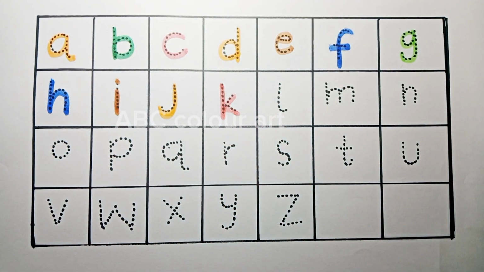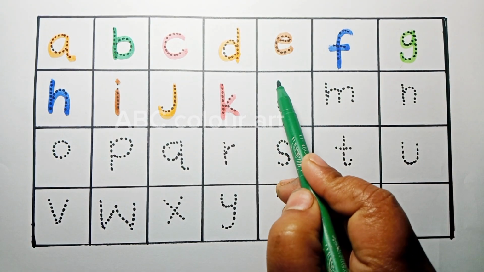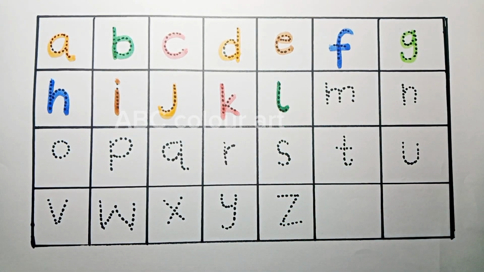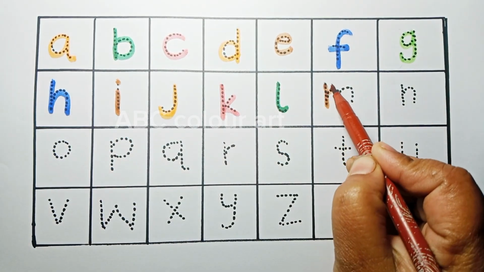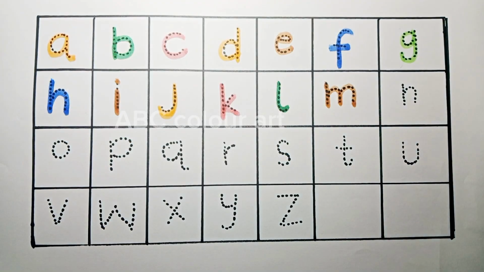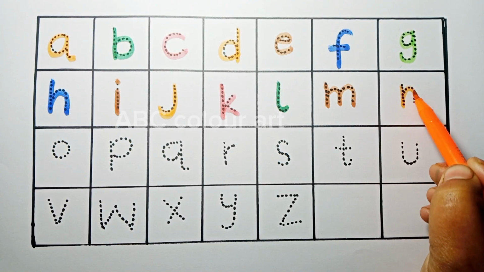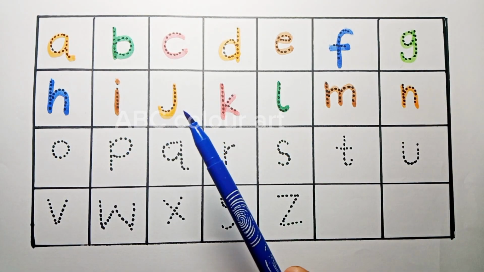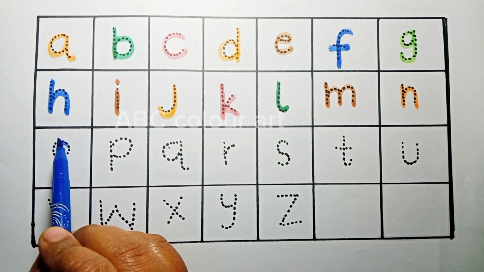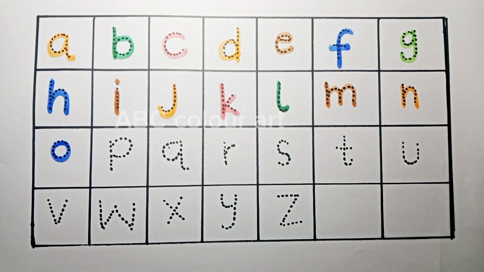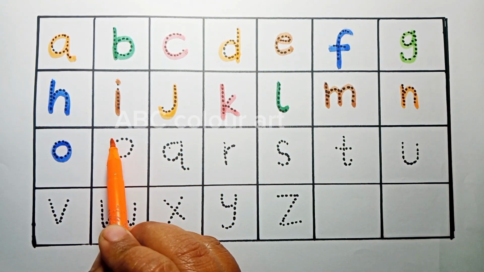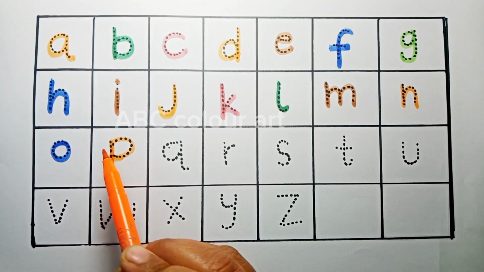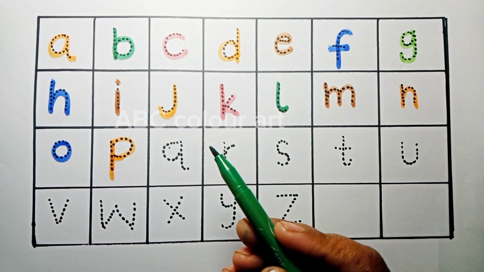K for kite, green color. L for lemon, brown color. M for mango, orange color. N for nose, blue color. O for orange, orange color. P for pumpkin, green color.